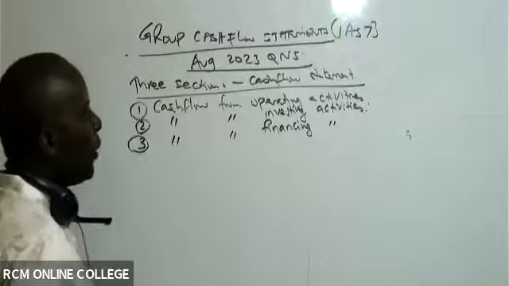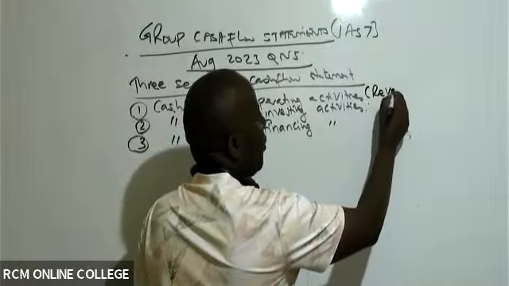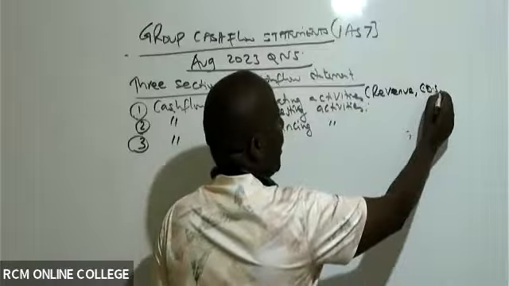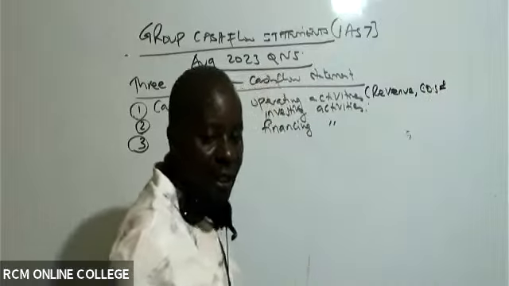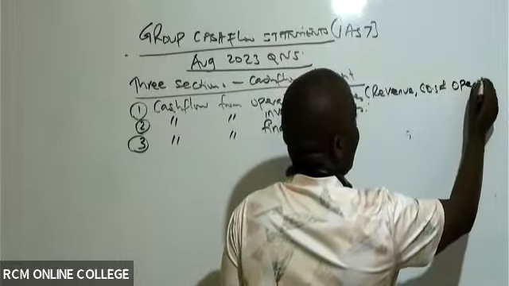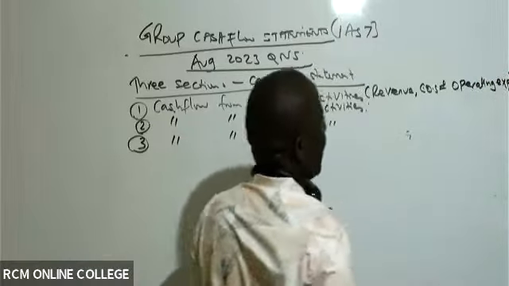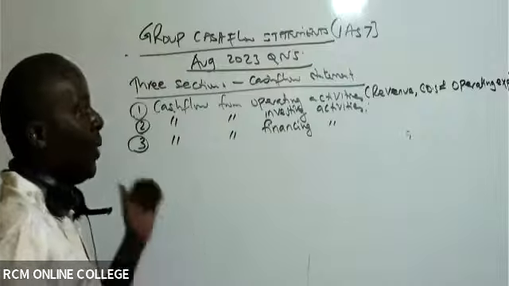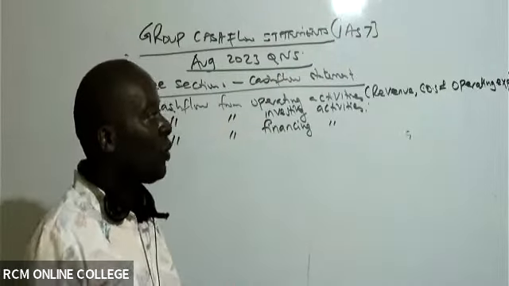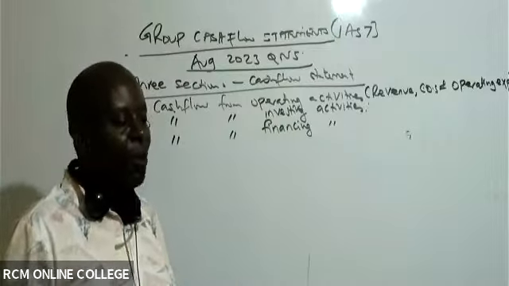So basically, when we talk of operating activities, we are looking at revenue, cost of sales, and operating expenses. Those 3. Every day, when we sell things, you're going to be declaring this cost of sales, and you're going to have operating expenses.